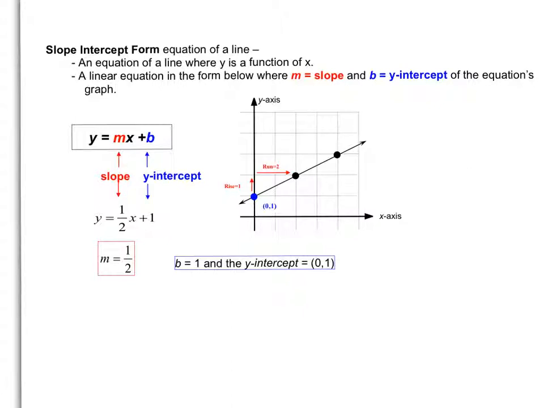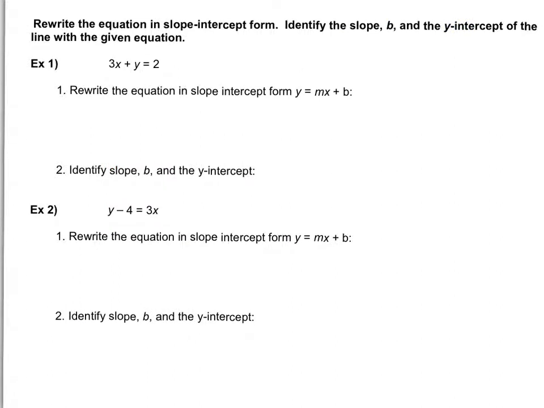All right, let's look at some examples. All right, example 1, it says rewrite the equation in slope-intercept form, then identify the slope and the y-intercept of the line. So you have to identify the slope, the b, and the y-intercept of the line. So here we start out with 3x plus y equals 2. So you want to rewrite the equation in the slope-intercept form. So we don't want to leave it in this form. We want to use this form right here.